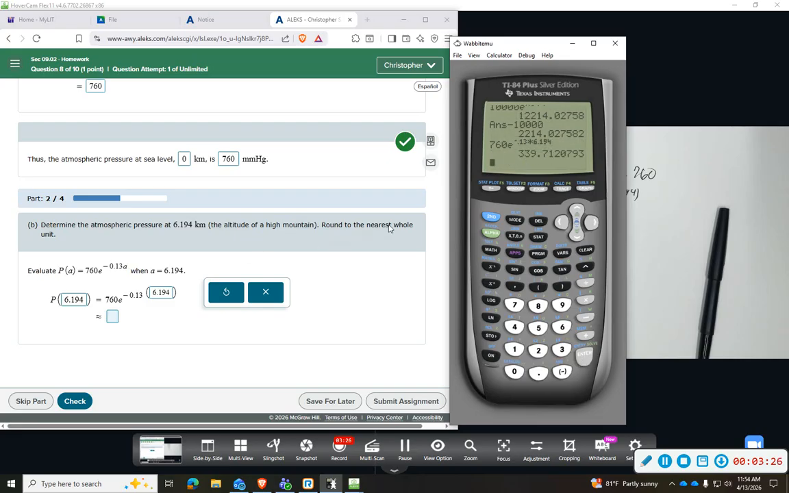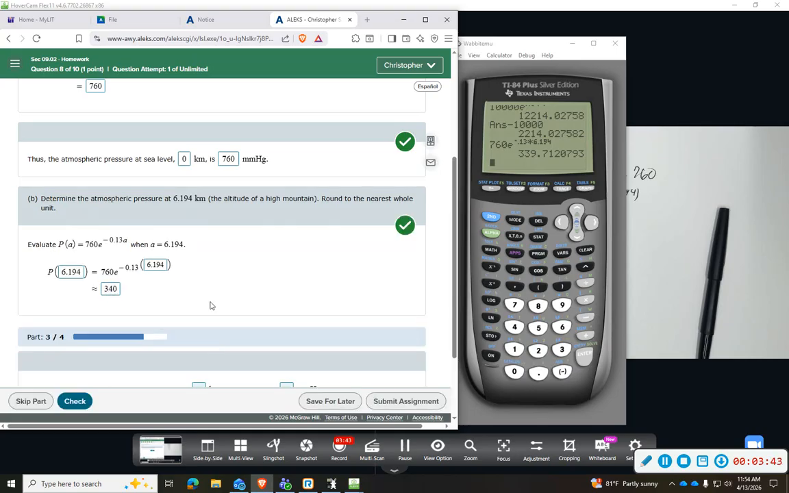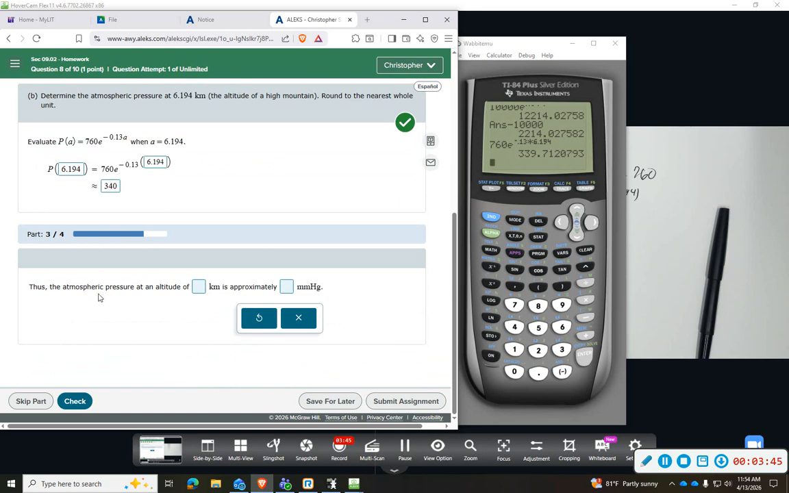We're going to round to the nearest whole unit, so whole number, so 339, that will round the 9 up to 10, so 340, roughly about 340. And it says thus the atmospheric pressure at the 6.194 is approximately 340.